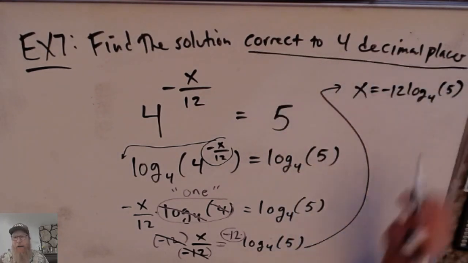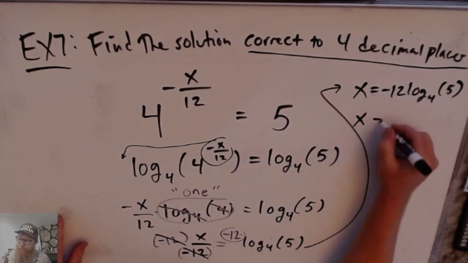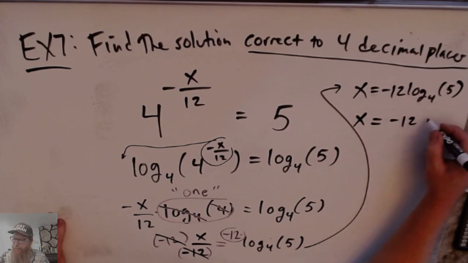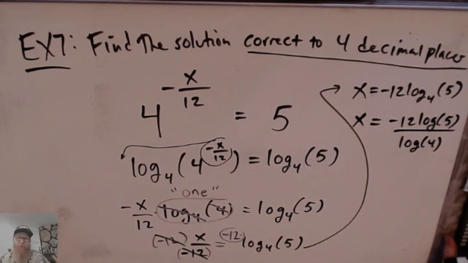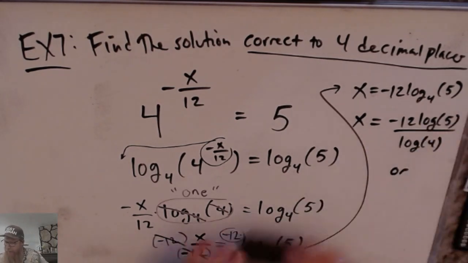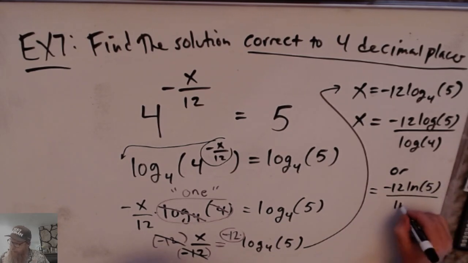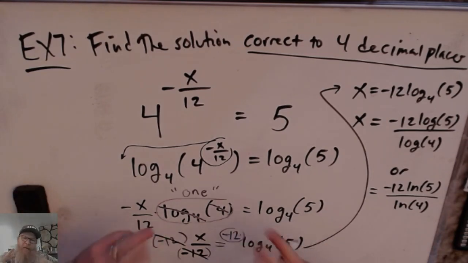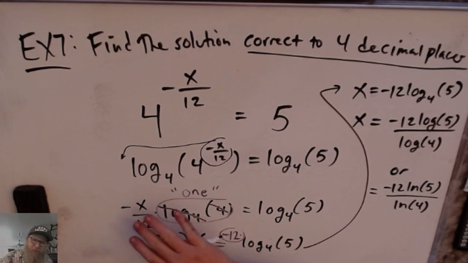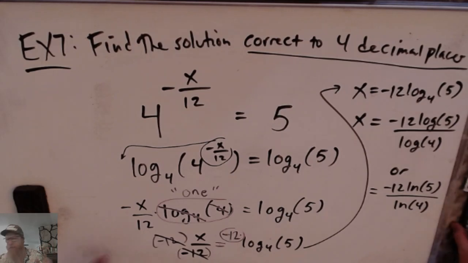Now I want it to be correct to 4 decimal places. So that's going to be negative 12 log of 5 divided by log of 4. Or if you prefer, you can do the ln. It really doesn't matter. I recommend trying it both ways. You should get the same answer either way. Don't split it up into one of them being a log and the other one being a natural ln. Either they're both common or they're both natural, but they have to agree with each other.